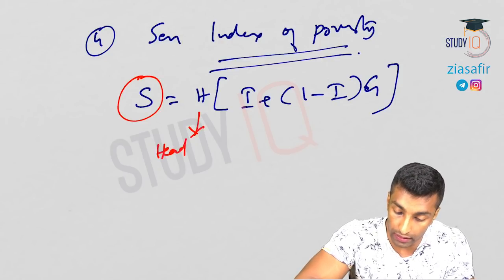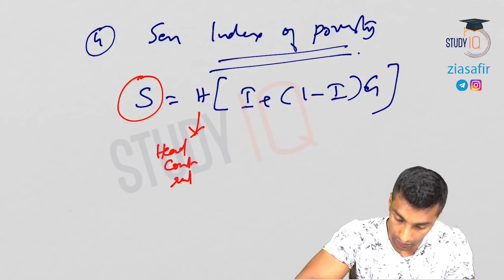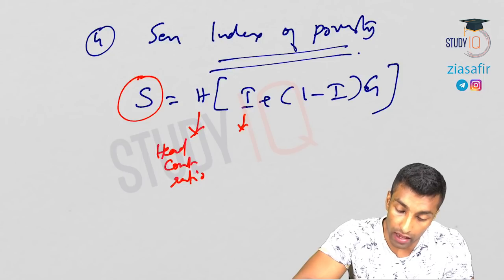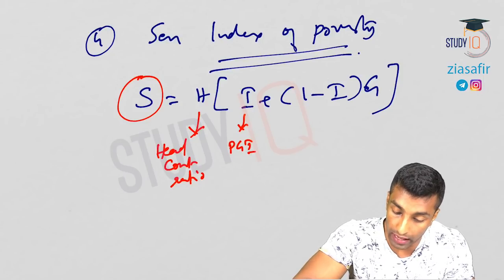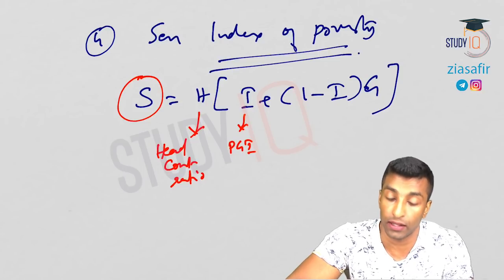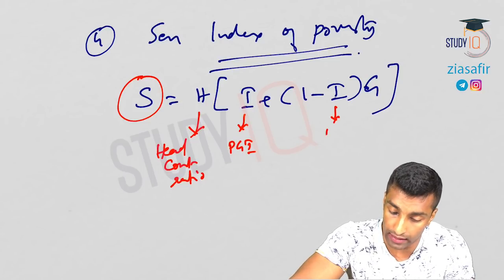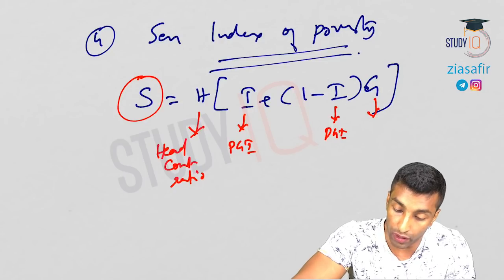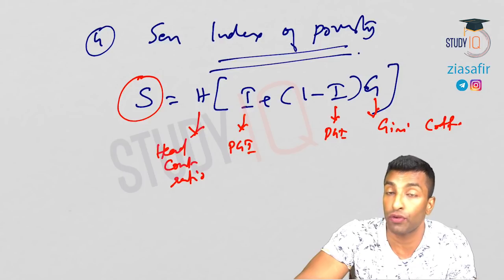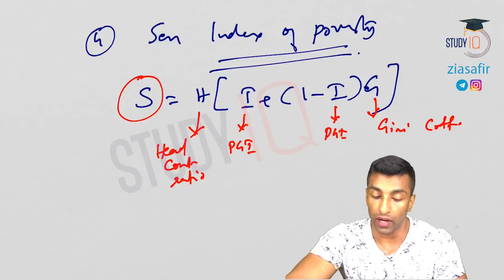H we already know, that is the head count ratio. It will give you the extent of poverty. I we know, that is the poverty gap index. It will give you the intensity or severity of poverty. This I is nothing but the PGI only. And G is the Gini coefficient. It will give you an understanding about inequality.